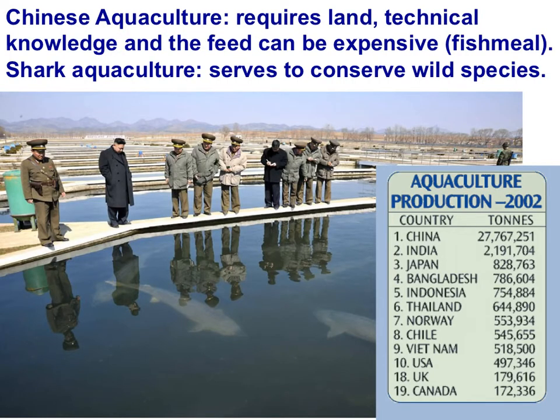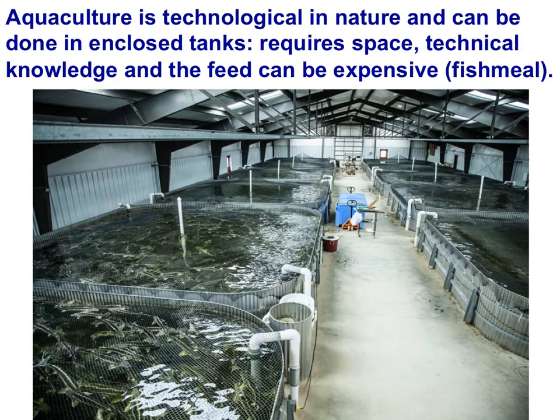Aquaculture has been the world's fastest growing food production sector for nearly 2 decades, mostly in developing countries. If shark can be farmed, then the pressure on wild species would be less. This would serve to conserve wild species. You can see how technological aquaculture can be in this indoor aquaculture facility. The fish in this image are sturgeon. Sturgeon eggs are better known as caviar.